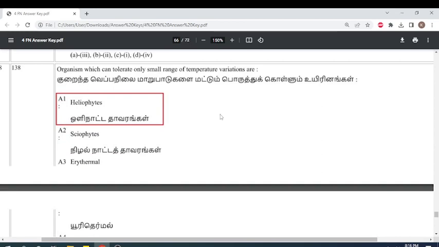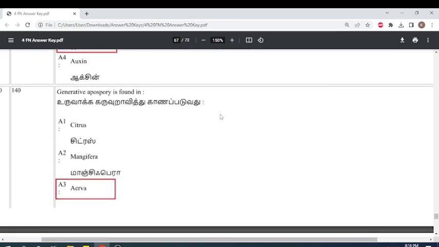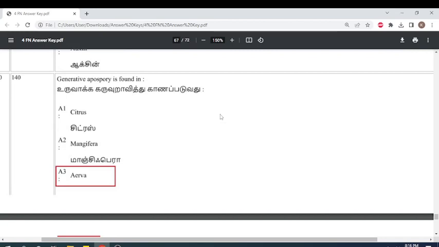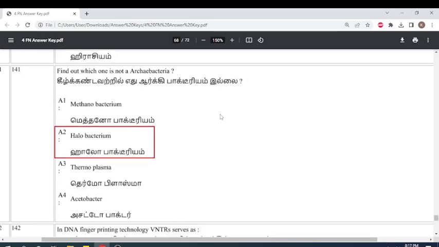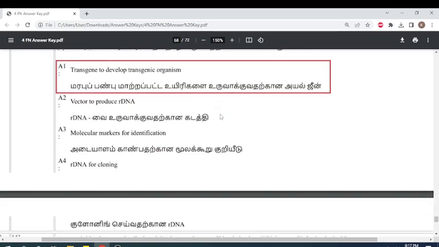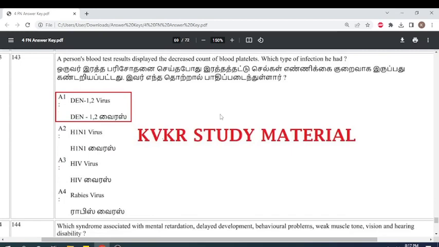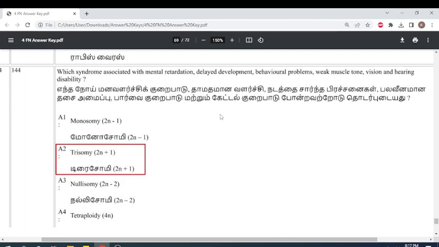138 question kaana answer A1. 139 question kaana answer A3. 140 question kaana answer A3. 141 question kaana answer A2. 142 question kaana answer A1. 143 question kaana answer A1. 144 question kaana answer A2.